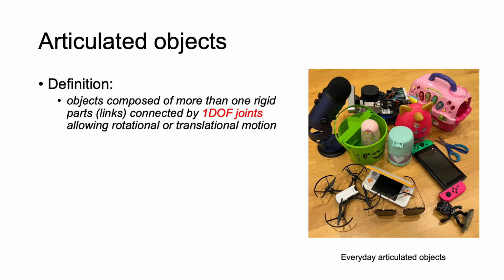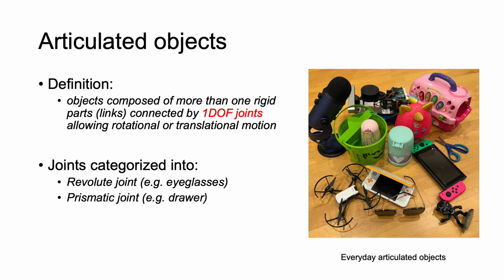Articulated objects are composed of more than one rigid part connected by one-DoF joints. Each joint is either a revolute joint or a prismatic joint.